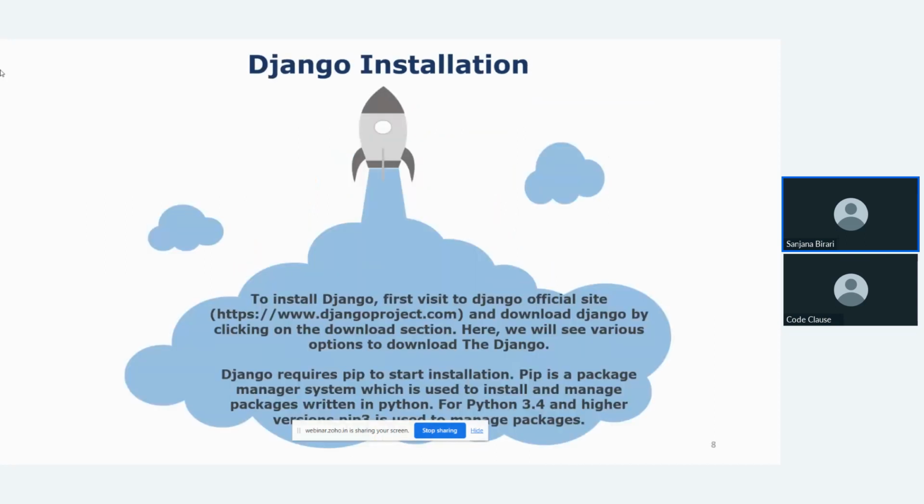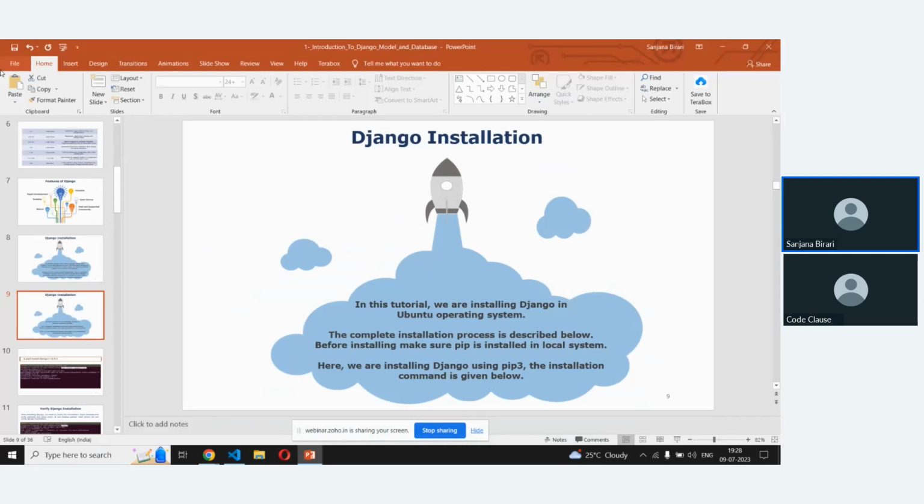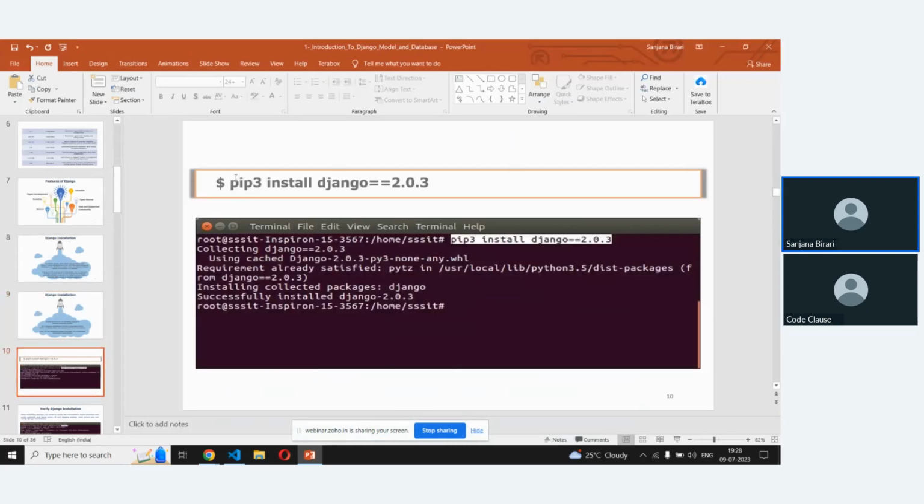How can we install Django? As I have said earlier, if you have Python and VS Code installed on your system, you can easily install Django. This is the command by which you can install Django with version 2.0.3, or you can directly put pip install Django, which will directly install its current version.